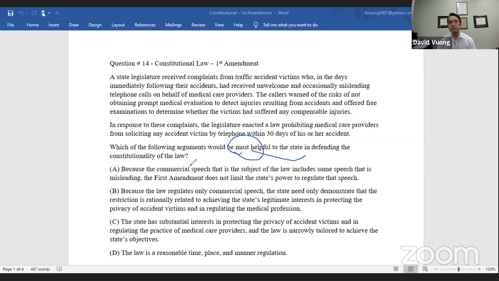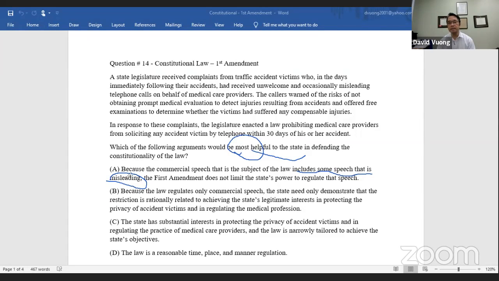A, because commercial speech is subject to the law, includes some speech that is misleading. Okay. Well, you guys forgot. Any commercial speech cannot be misleading, because that would be fraud. Because the commercial speech that is subject to the law includes some speech that is, see it? So this sentence is wrong.